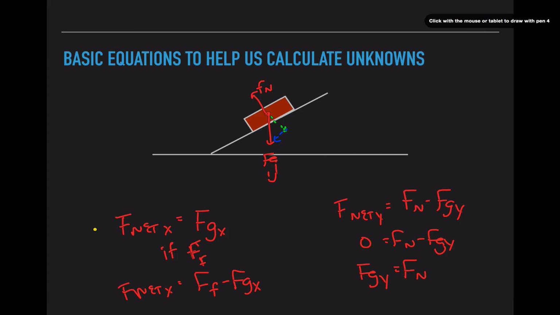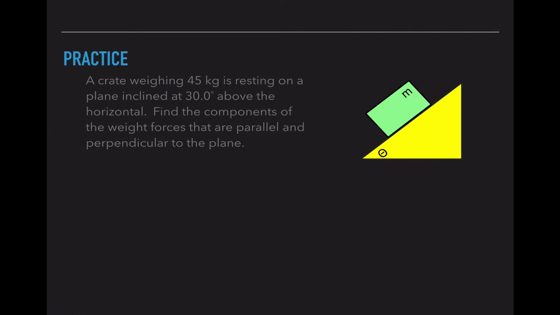So we have this equation, F net x is FGX, given the photo up top. F net x is FF minus FGX if we include friction, and FGY equals Fn. These are all equations that we're going to be able to use.